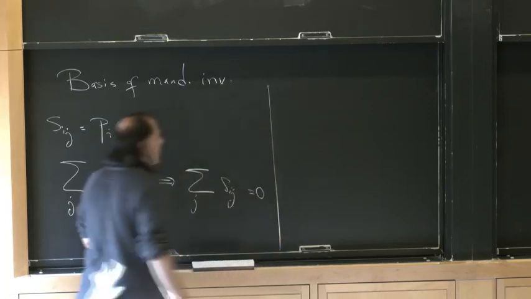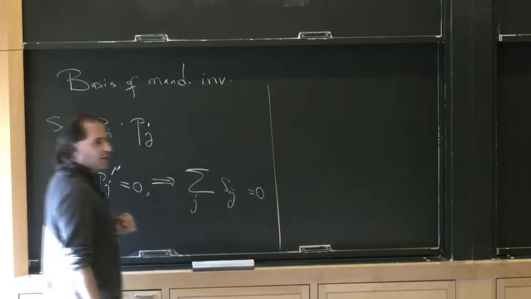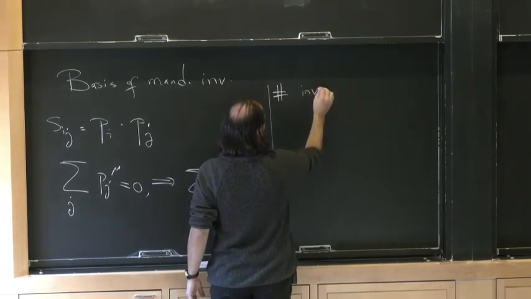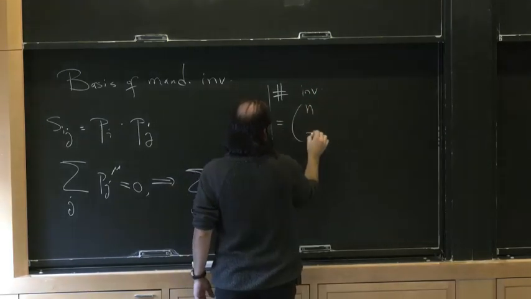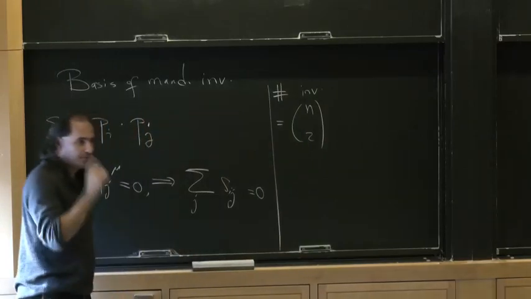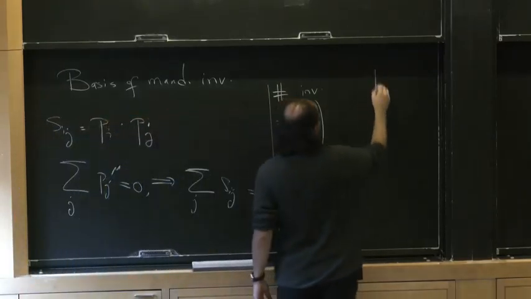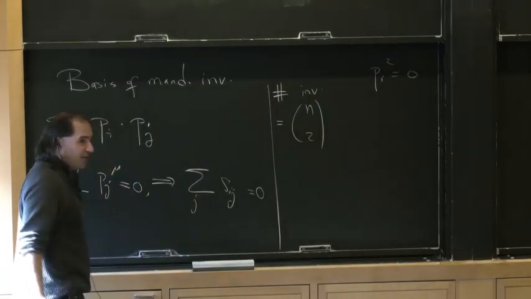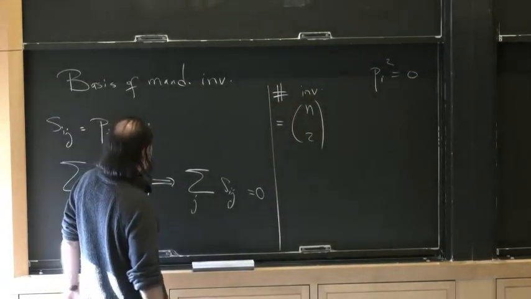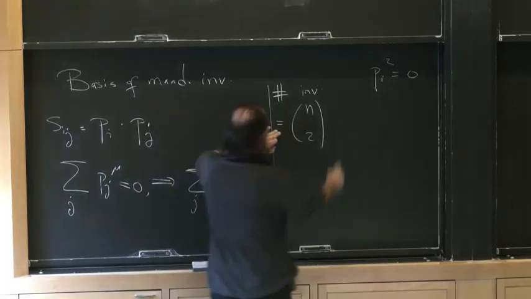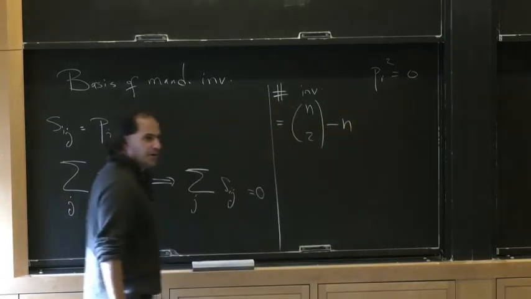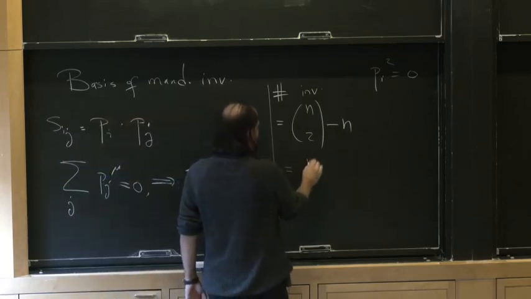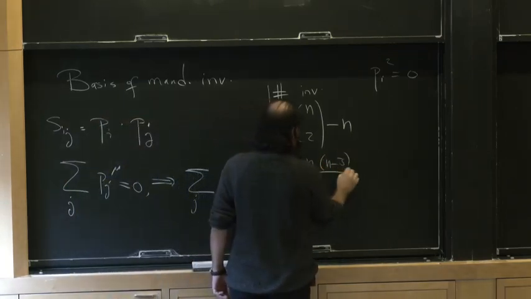So how many independent Mandelstam invariants are there? The number of independent Mandelstam invariants is equal to, well, n choose 2 for making a pair. Remember, we're assuming for the moment that all the particles are massless, although they're scalar, so it really doesn't matter. They could have any masses, but let's just say it's massless. So it's n choose 2 minus n for momentum conservation, right? So that's the number of invariants. This is n times n minus 3 over 2.